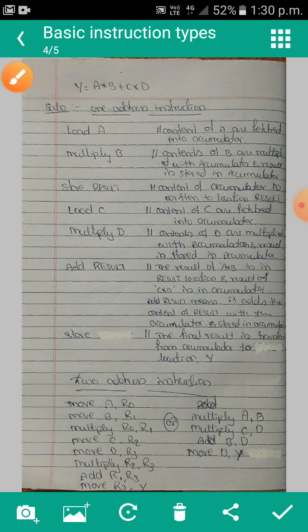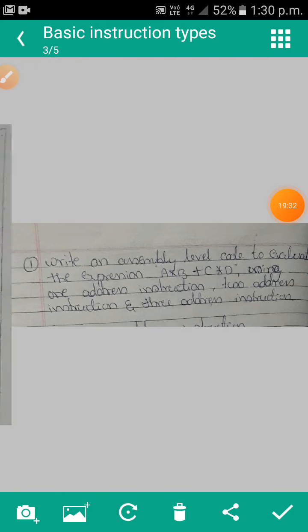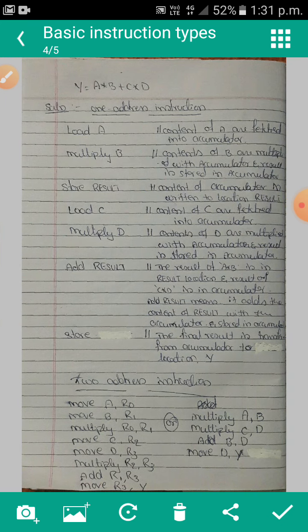So if you have any doubts, ask me. So this is about the basic instruction types, that is, one address, two address and three address instruction. This problem is also important. If you have any doubts, please discuss with me.